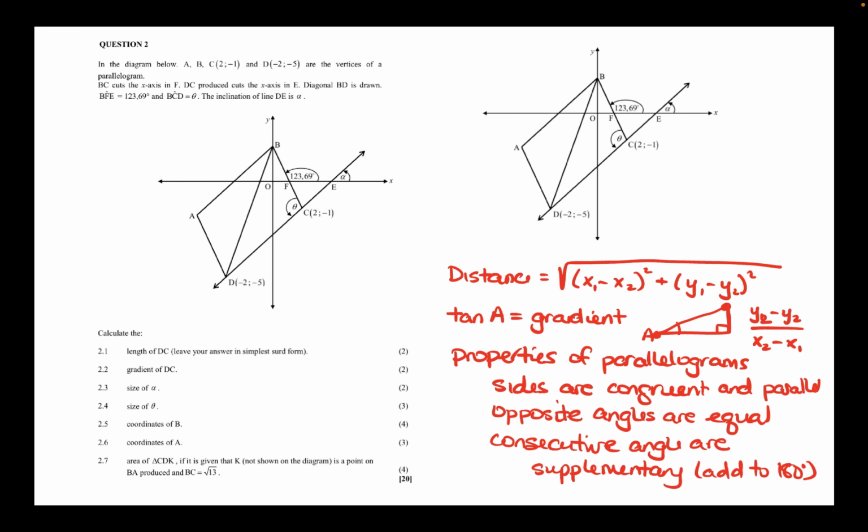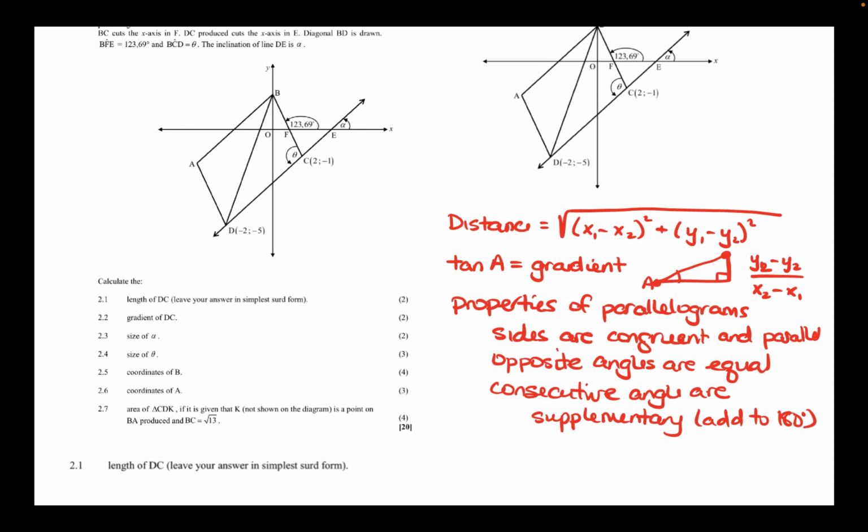Okay, let's get our head around this problem. We have information, coordinates are given to us, and the vertices of a parallelogram, and BC cuts the x-axis at point F, and DC cuts the x-axis at E, and diagonal BD is drawn, and we have an angle given, 123.69 degrees, angle BFE, that's labeled, and BCD is labeled as theta, and the inclination of DE is alpha.